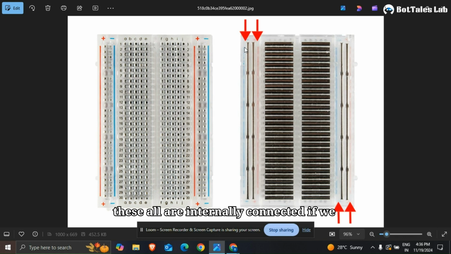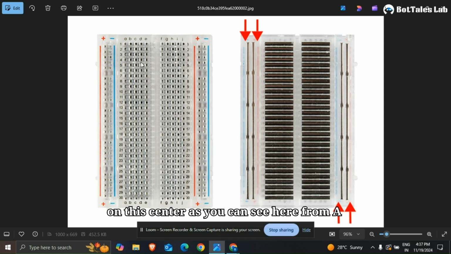As these are all internally connected, if we connect positive to this side, the whole line will have positive supply. If we connect negative to this line, the whole line will have negative supply. As they are internally connected, current passes through the metal strip along this whole line.